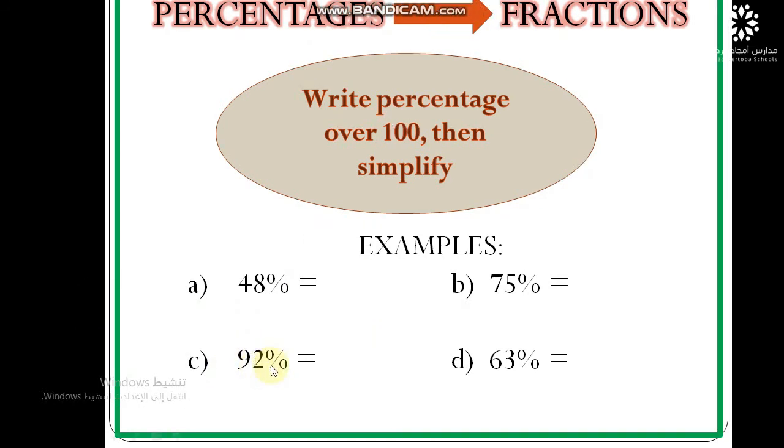Excellent. 92%. It will be 92 over 100. Simplifying by dividing by 2. It will be 100 divided by 2 equal 50. The numerator, 92 divided by 2 equal, yes, 46. 46 over 50. You can simplify by dividing by 2 another time. 23 over 25 and so on. You can try 75% and 63%.